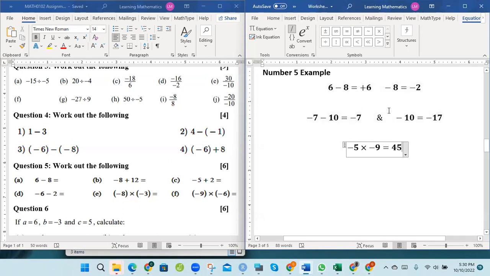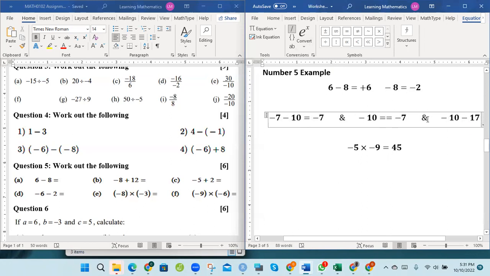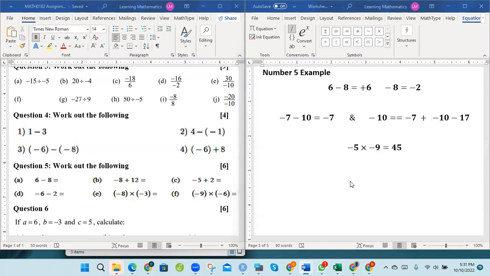Well, a negative and a negative is a negative, because and in algebra is plus. Actually, that's a negative 7 plus a negative 10. That's a negative 17. But a negative times a negative is a positive. Same goes for division. A negative divided by a negative is a positive.